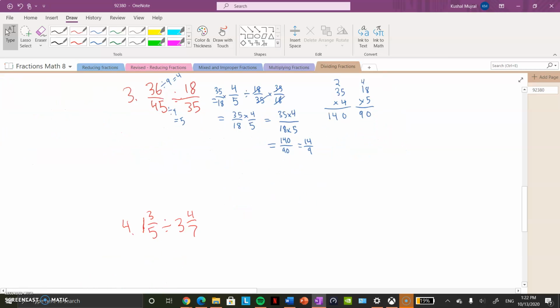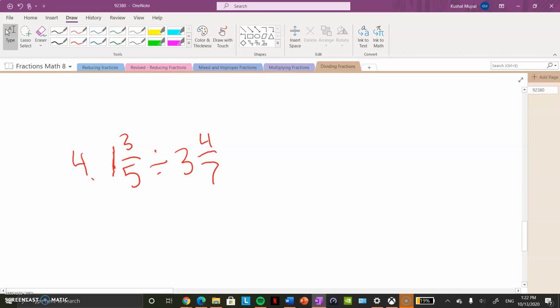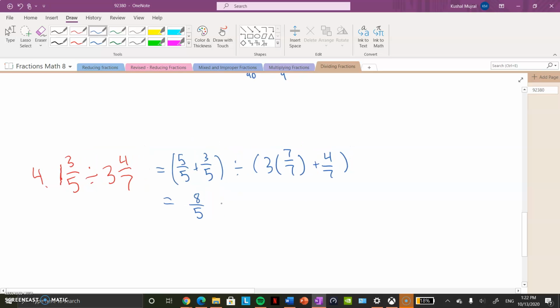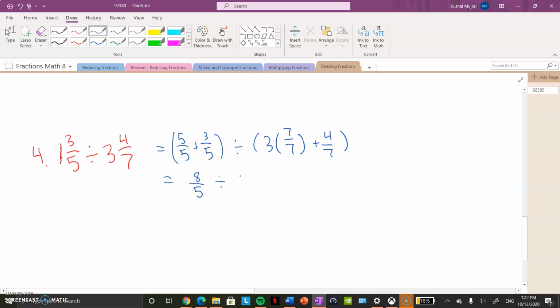Now let's take a look at this question: 1 3 over 5 divided by 3 4 over 7. First we're going to convert this into improper fractions. This becomes 5 over 5 plus 3 over 5, which is 8 over 5, divided by 3 times 7 over 7 plus 4 over 7, which is 21 over 7 plus 4 over 7.